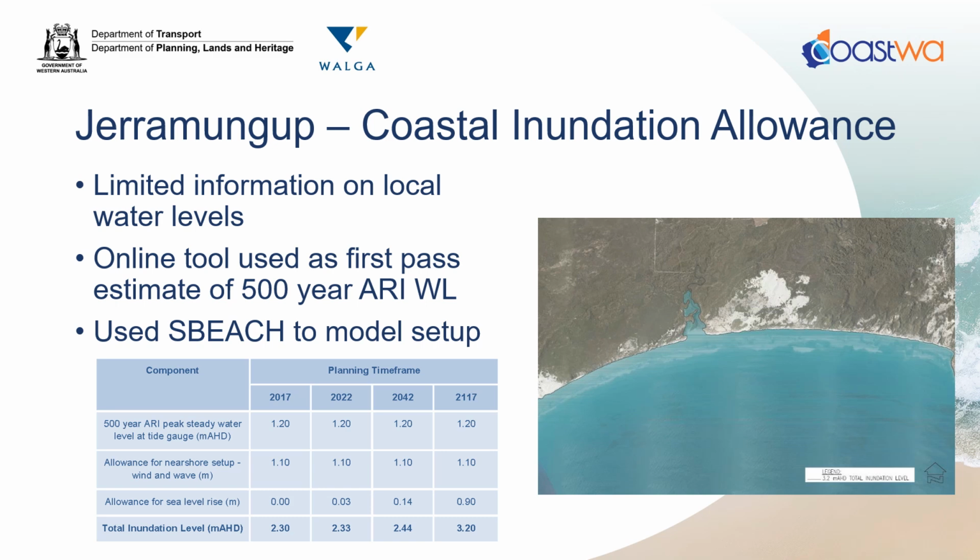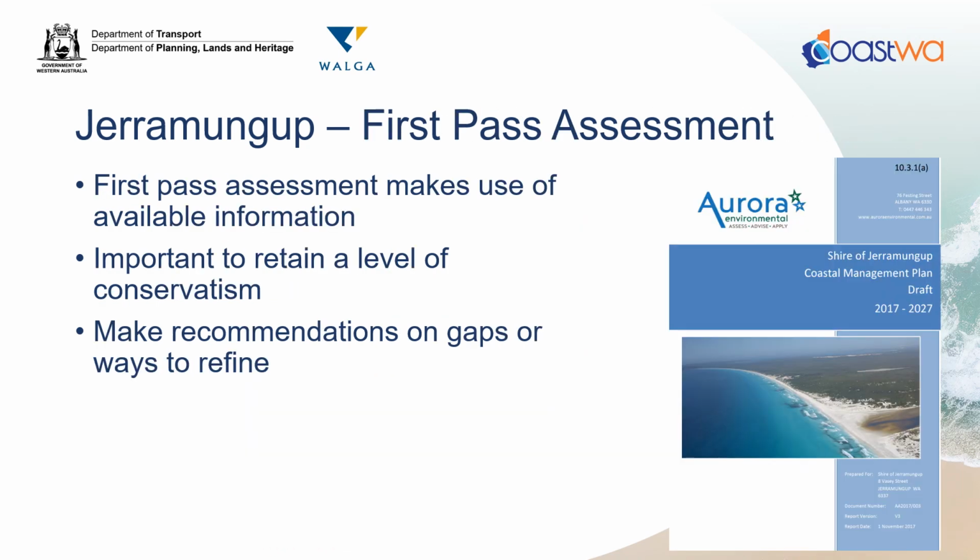To calculate the coastal inundation allowance, again, we had limited information on local water levels. The online Canute tool was used as a first pass estimate to calculate the 500-year ARR water level, and we used S-Beach locally to then model that nearshore setup and calculate some water levels on the coast. We summed these up along with our sea level rise allowances, and we got some total coastal inundation levels in the order of 2.3 to 3.2 metres over the planning period.